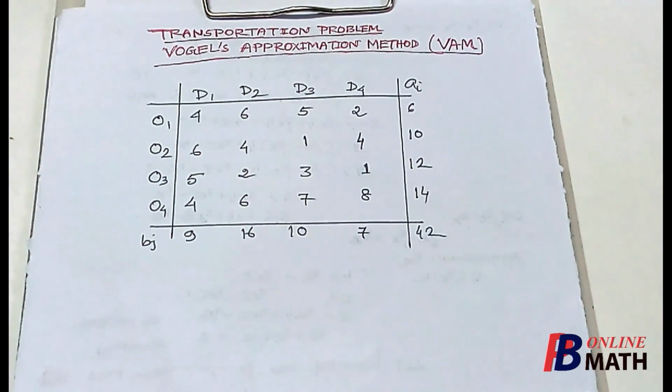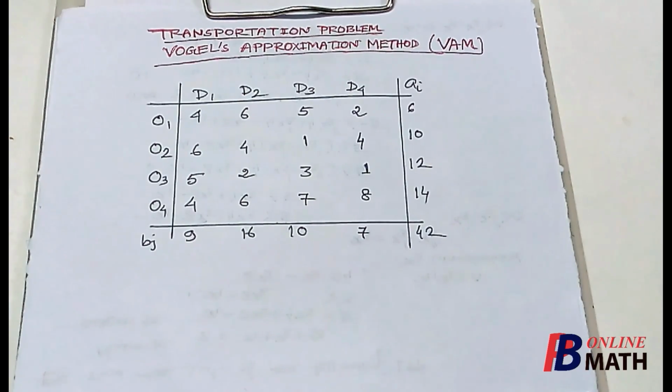Hello and welcome to another part of this chapter, transportation problem. We have already discussed transportation problem, and we have discussed three different methods to find the initial basic feasible solution of a balanced transportation problem. These methods are the northwest corner rule, row minima method and matrix minima method.